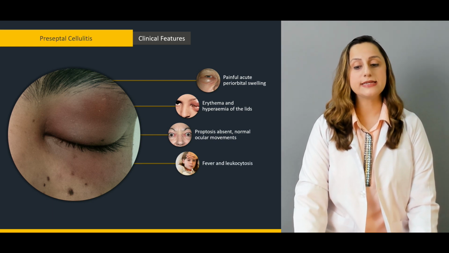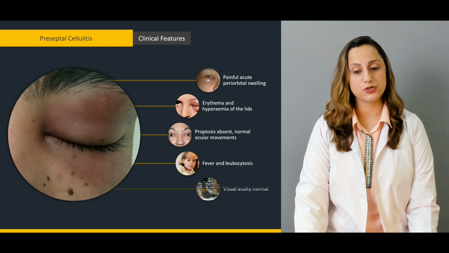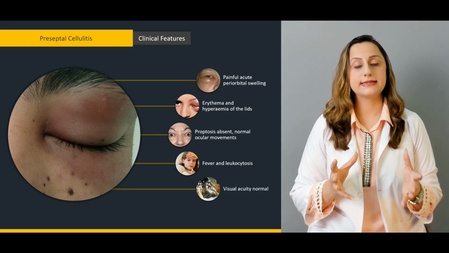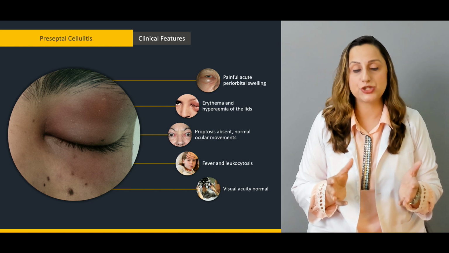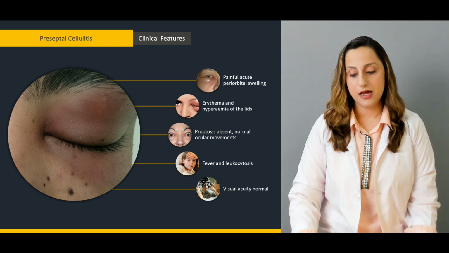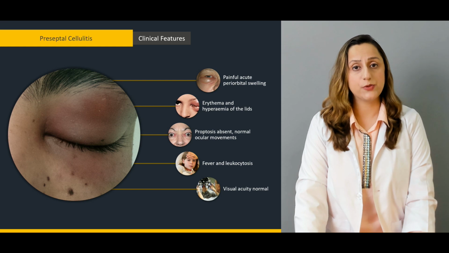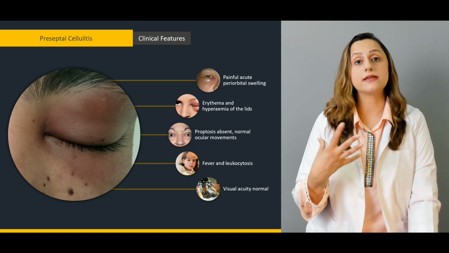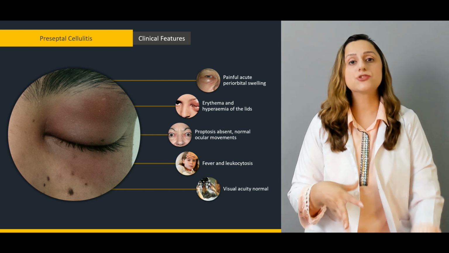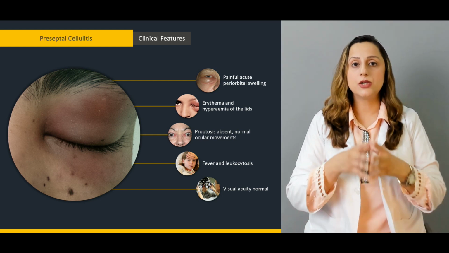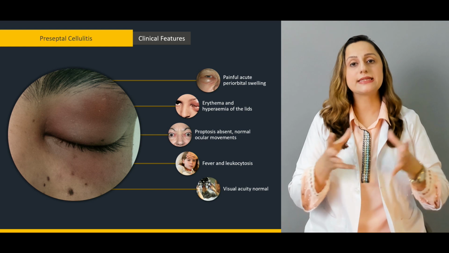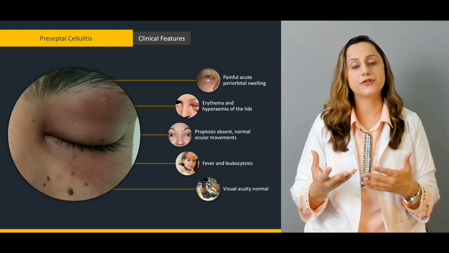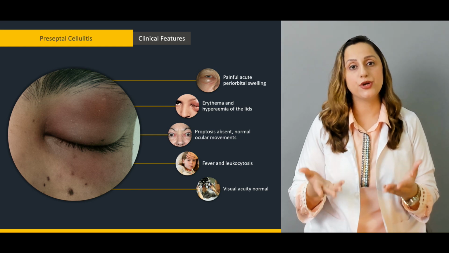These children usually suffer from fever and leukocytosis. When you examine the visual acuity in these patients, you would observe that there is no difference in the visual acuity after this infection. So it's not an infection that is involving the inner structures. It's just a localized infection of the skin and the tissues of the structures lying anterior to the orbital septum.